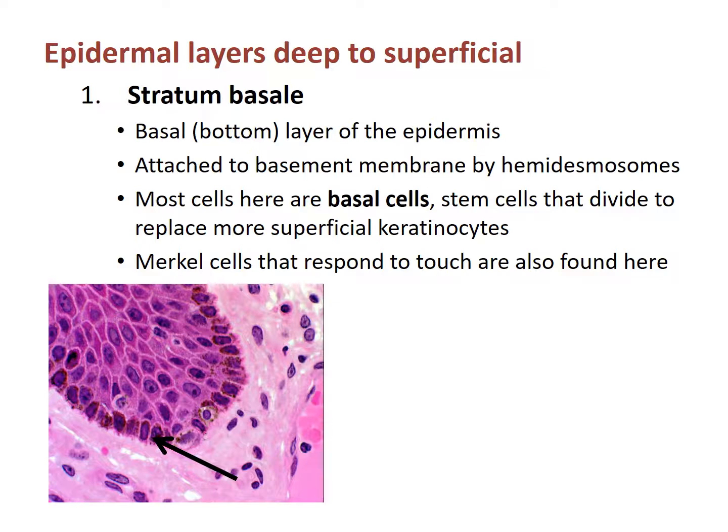In skin without hair, you'll also find scattered Merkel cells here that are sensitive to touch. In some areas of the body, they form ridges that extend to the dermis, and the dermis sends projections here. So the projections that you see that are fingerprints are actually created here in the stratum basale.